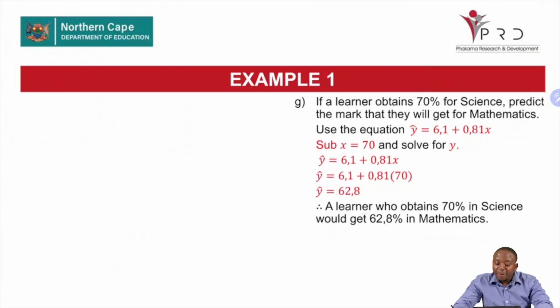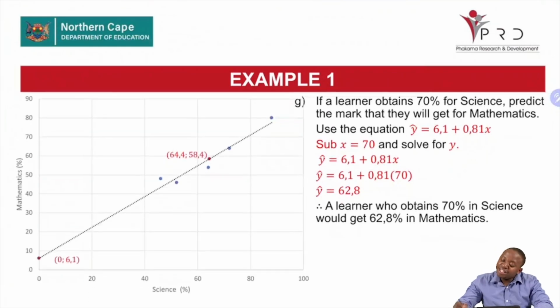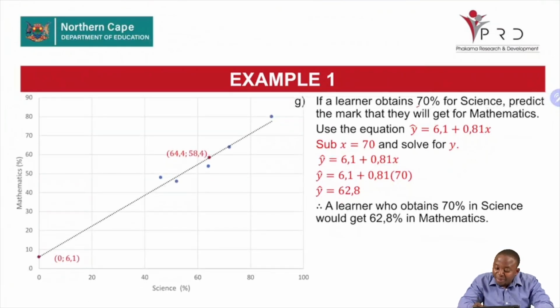Now let's say they're saying if a learner obtains 70% for science. Remember, when you are given science, you first locate where science is. Is science my Y or is it my X? Let's go and check our scatter plot. We see that our science is on the x-axis. That means this 70 will represent the x value.